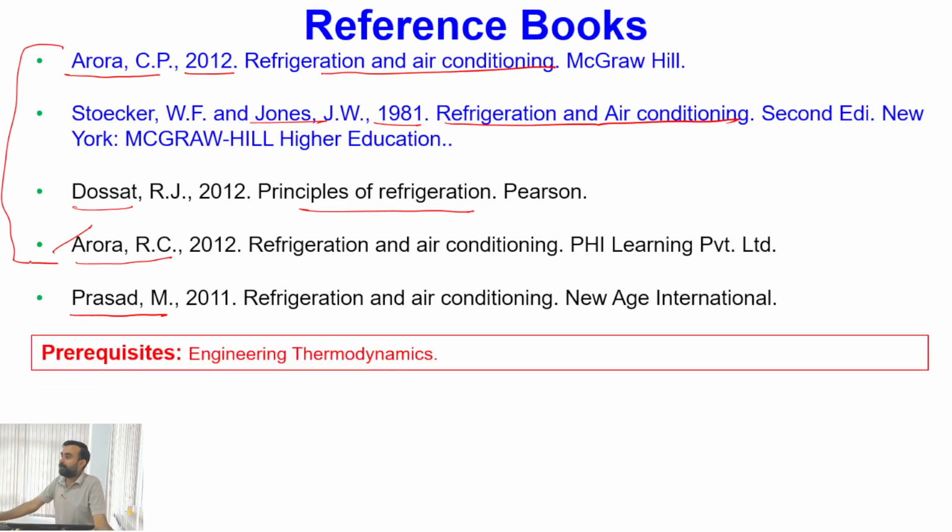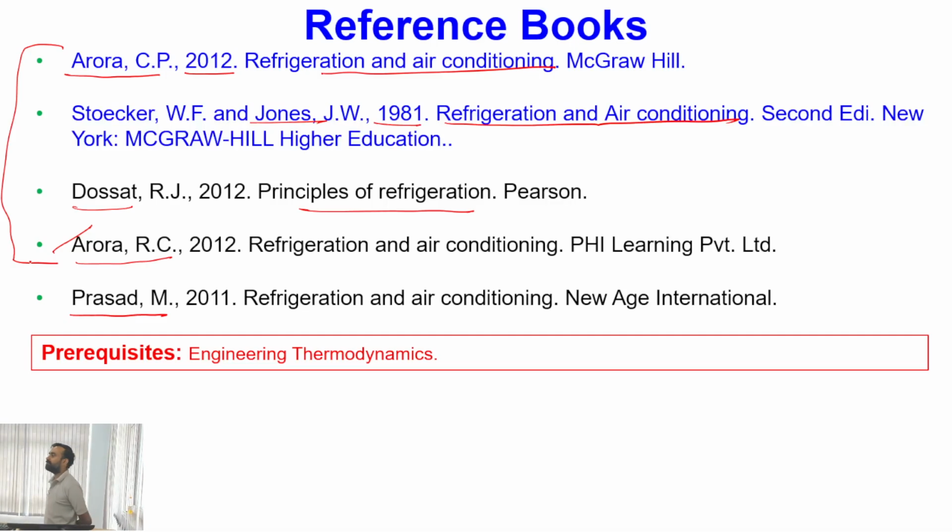Now, the prerequisite for this course is engineering thermodynamics. Because in thermodynamics we talk about different things like state of the system, process, cyclic versus non-cyclic processes. Then we talk about adiabatic processes, isothermal processes, isobaric processes, open systems, closed systems. So this type of knowledge will be useful.